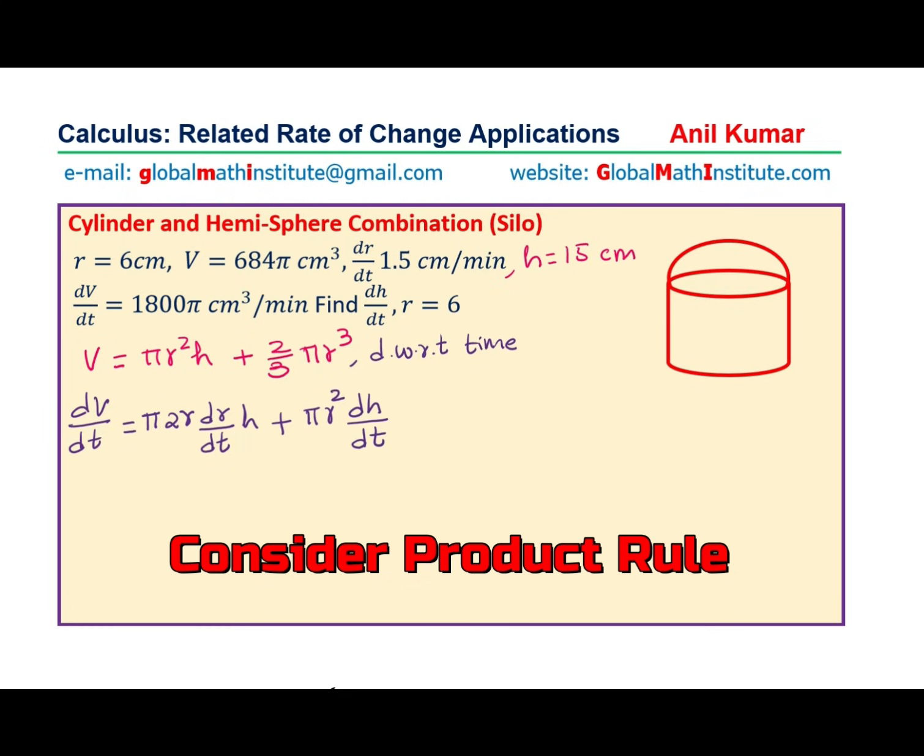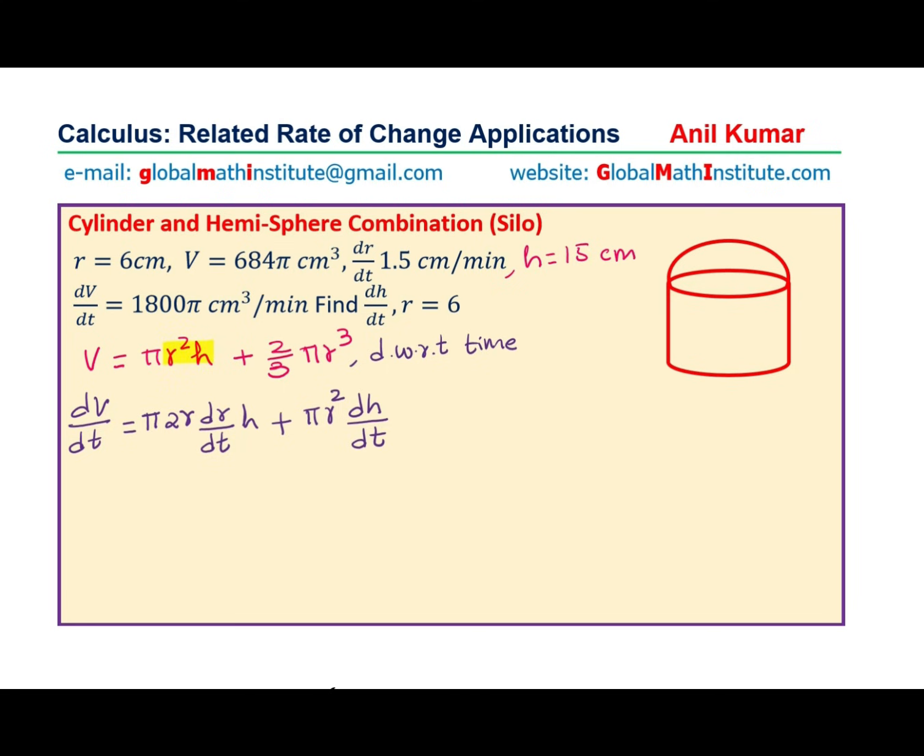So what we have done here, we have applied the product rule, right? First we differentiated r square, then h. The next term here, the differential, is 2 by 3 pi times 3r square times dr/dt, right? Implicit differentiation. So we have an expression. This can be simplified. Okay. So we can now substitute the values given. dV/dt is 1800 pi. So we are substituting the values.